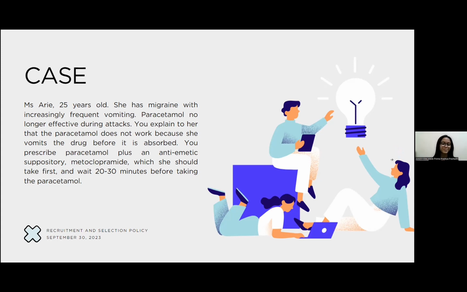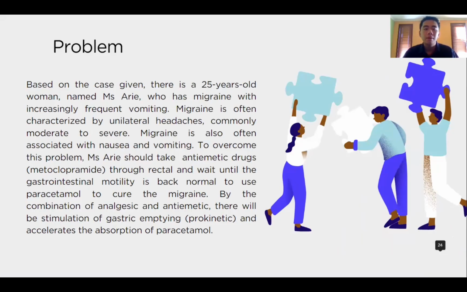Hello everyone, my name is Gede Pramaditya Wahyu Saputra and the last three digits of my student number are 045. On this occasion, I would like to present the problem and the therapeutic objective in this case. The first one is the problem. Based on the case given, there is a 25 years old woman named Miss Ari who has migraine with increasingly frequent vomiting. Migraine is often characterized by unilateral headaches, commonly moderate to severe. Migraine is also often associated with nausea and vomiting.